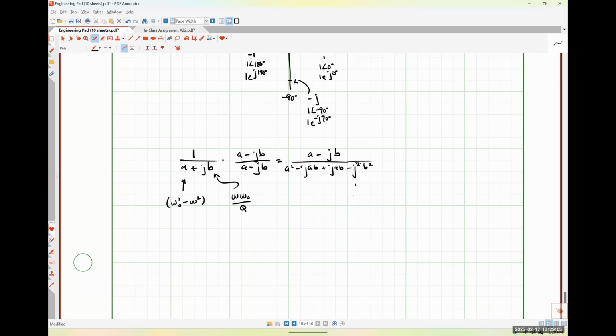Well, j squared is -1. So I have minus jAB times positive j, or plus positive jAB. Those guys cancel each other out. Negative j squared is +1, so this winds up looking like A minus jB over A squared plus B squared. Complex numbers are fun and also gross. Fun if you use them a ridiculous amount like I do, gross if you do not.